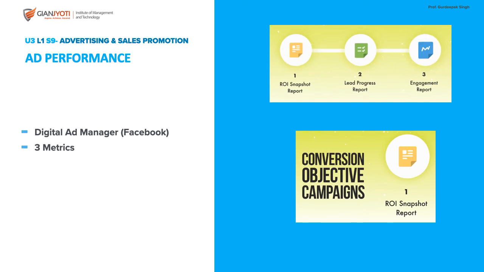The ROI is the most effective ad performance report because it gives you the return on your investment on the promotion budget. So the most effective objective for working out the return on investment would be your conversion objective campaigns, because engagement is good, leads are good, but as long as the conversions are not there, your entire money has gone waste.